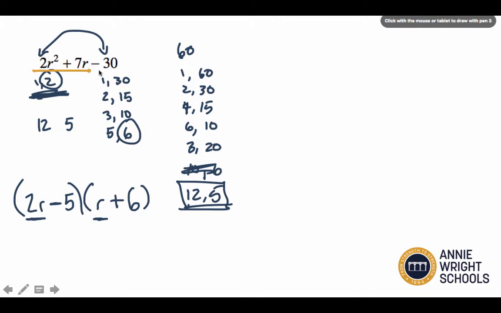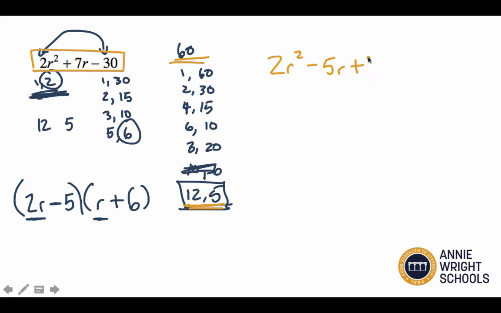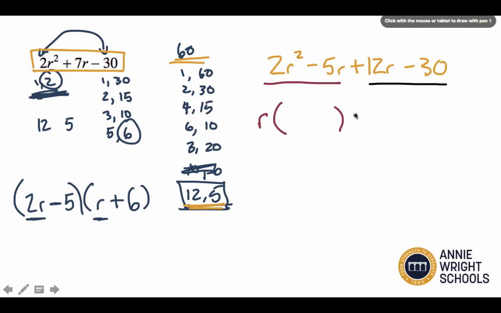Now, if you like the other method of splitting the middle term, you take 2 times 30, which is 60. You find the factors of 60 that subtract to 5. You write the problem 2r squared minus 5r plus 12r minus 30. You group these terms together, and you look for the common factor. In the first 2 terms, the common factor is an r. In the second 2 terms, the common factor is a 6.